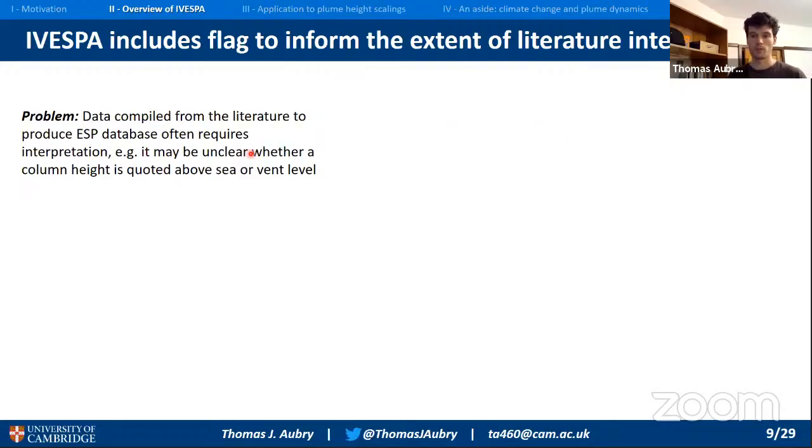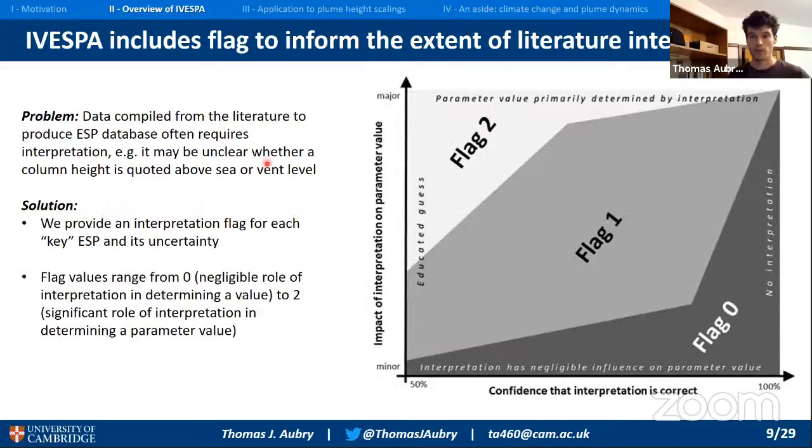So for example, something we run into very commonly was plume height quoted in kilometers, but you don't know if they are above sea level or above vent level, in which case you may just have to go ahead and make an assumption based on what you understand of the paper. And so to inform how much we had to interpret the literature in providing you eruption source parameters, we came up with what we called an interpretation flag system for each eruption source parameter provided in IVESPA.